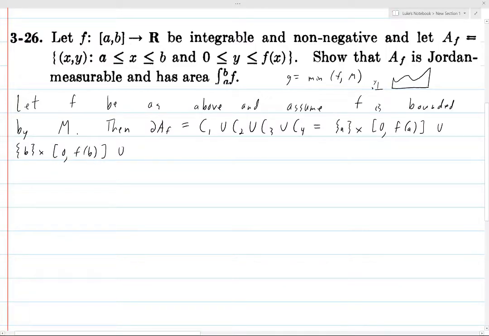And next we've got the thing on the bottom, so all the x values will range from a to b, and the y value is always 0. And then the last thing, C4, is going to consist of all ordered pairs. We've got x and then f of x. And this is where x ranges over all values between a and b.